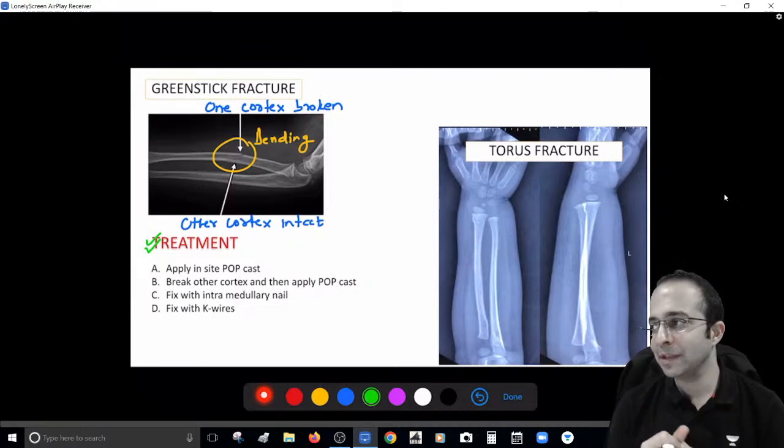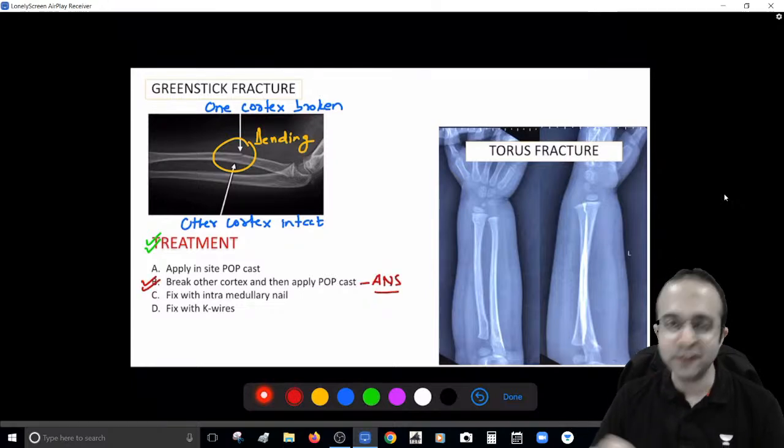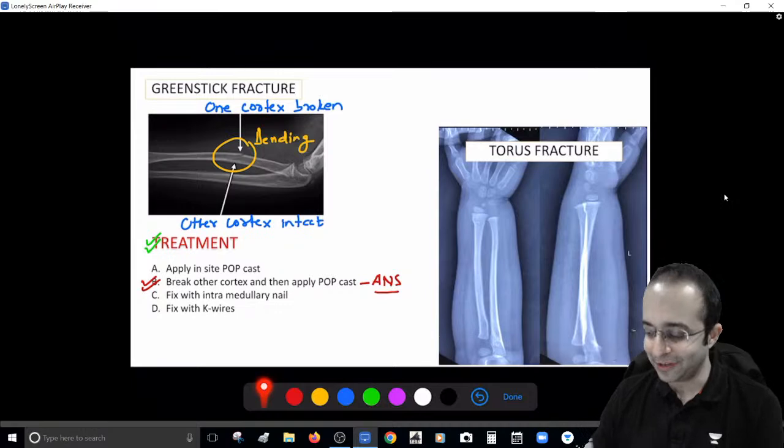Okay, most of the people think that a plaster should be applied in situ. No. This is the ideal management that is described for a green stick fracture. You're supposed to break the other cortex, then make this bone go straight, obliterate the bending, and then apply a plaster. Clear, guys? So that's how you actually treat a green stick.